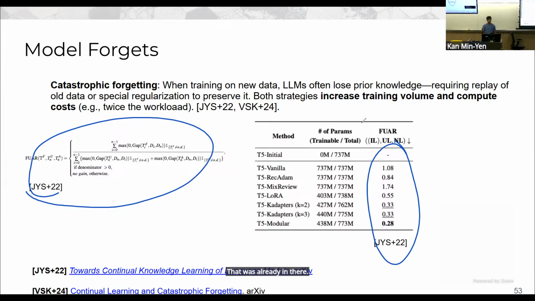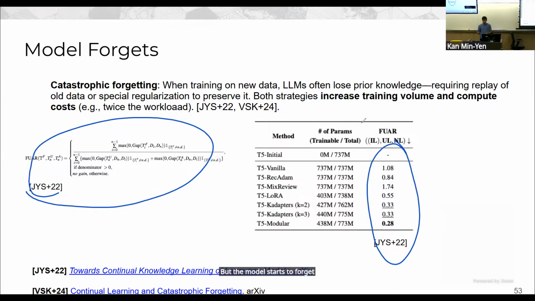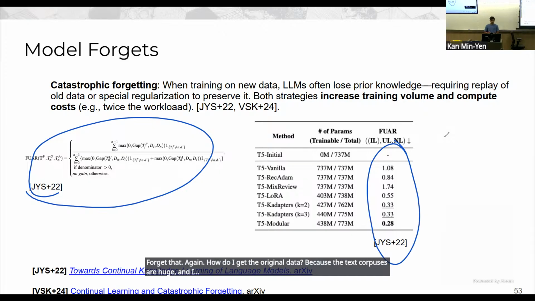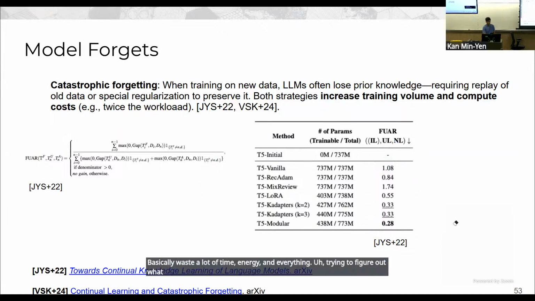So just imagine I'm a very advanced AI researcher trying to make a model that will help me cure cancer. But the model starts to forget what is 1 plus 1. Obviously, I wouldn't want that. I care about the life of my patients, and would again have to mix in the original data so that the model doesn't forget that. Again, how do I get the original data? Because the text corpuses are huge, and I will basically waste a lot of time, energy, and everything trying to figure out what data to try and retain.